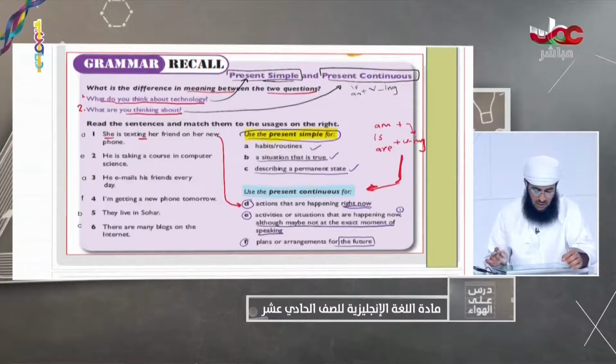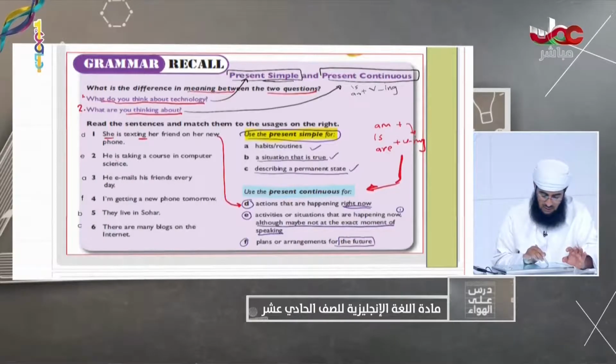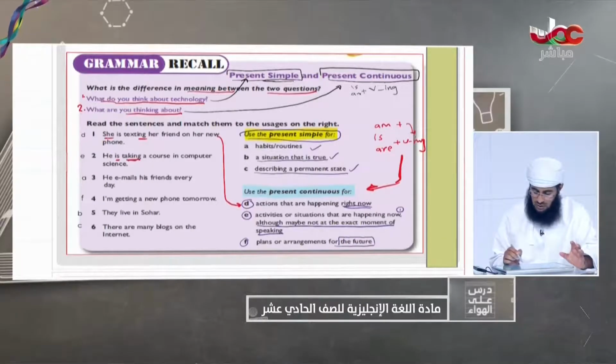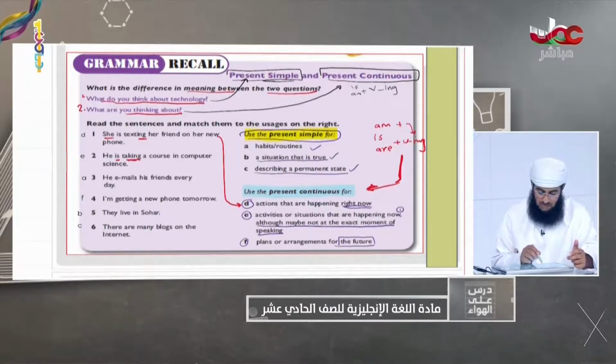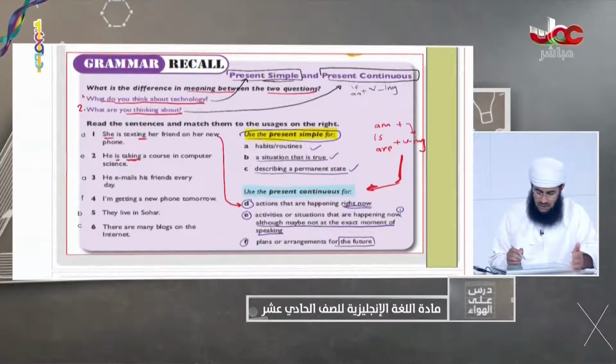The second one here, he is taking a course in computer science. Here we have continuous, but which type of continuous is it? Why do we use the present continuous here? It means that he has already started this course, at the beginning of October, for example. Now we are in the middle of October. So it means an activity or situation that is happening now, students. So this is the second one.